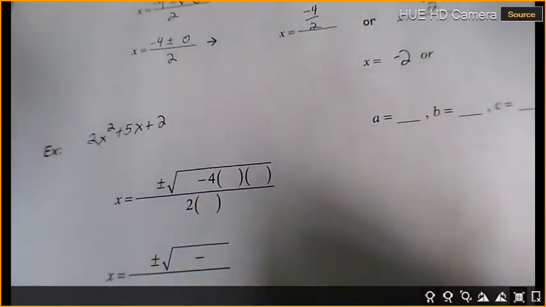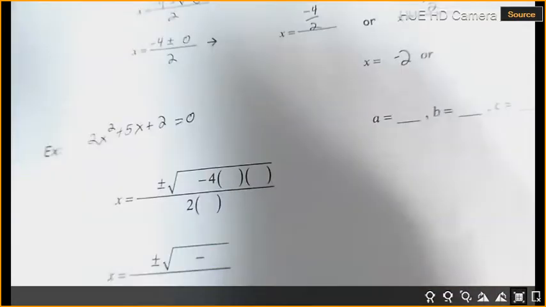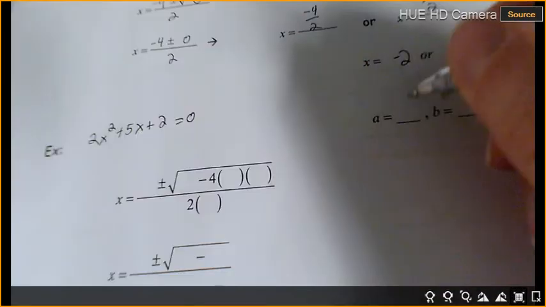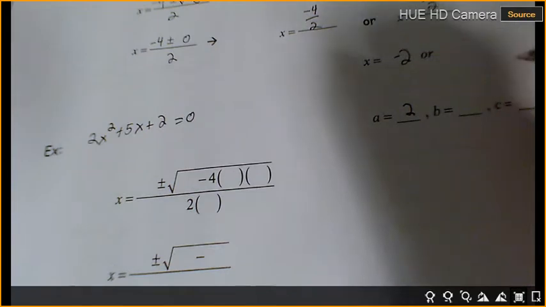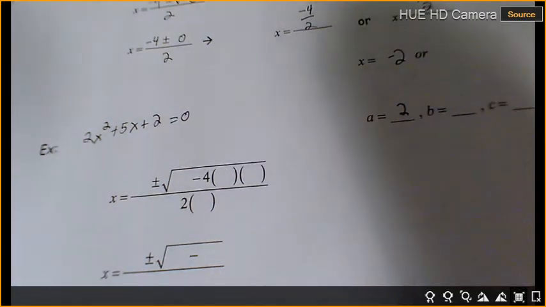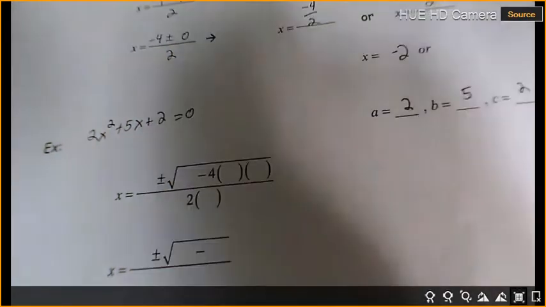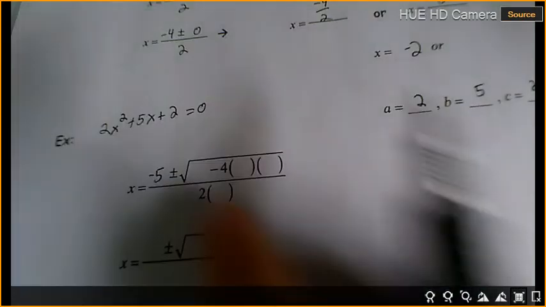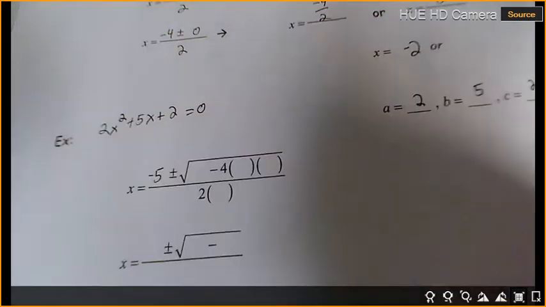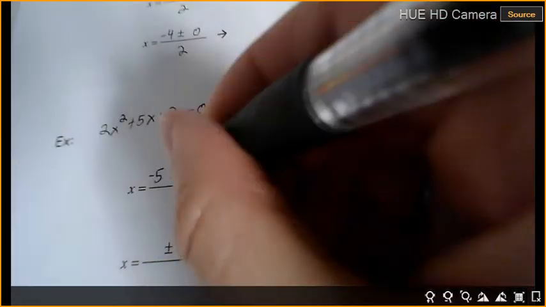So we have 2x squared plus 5x plus 2. Okay, what's the a value? This equals 0, by the way. What's the a value? 2. What's the b value? Look at it again. What's the b? And the c is? 2. Okay. What am I going to put right up here in front? Negative 5. Perfect. What goes underneath the square root in this first spot? 5 squared, because it's b squared.